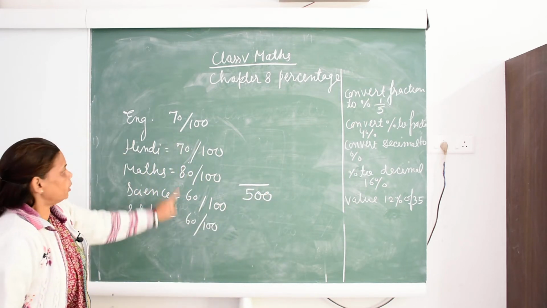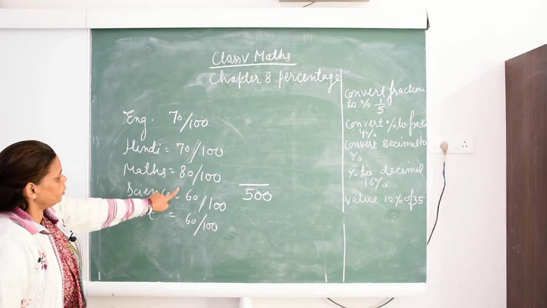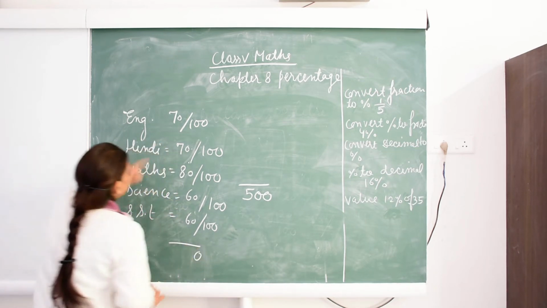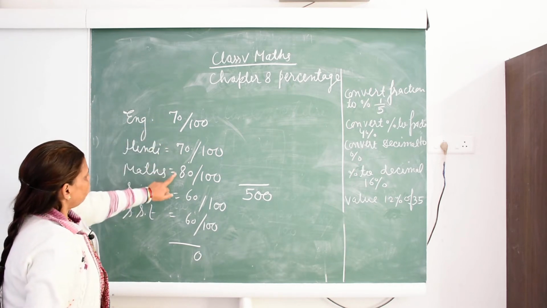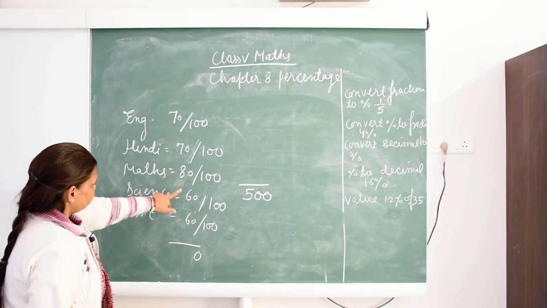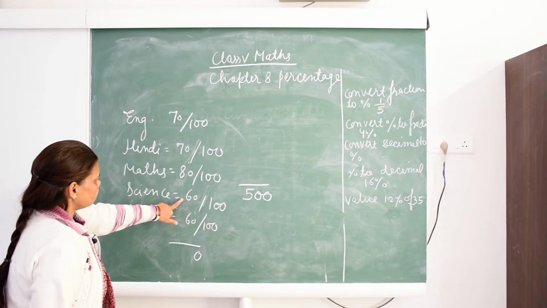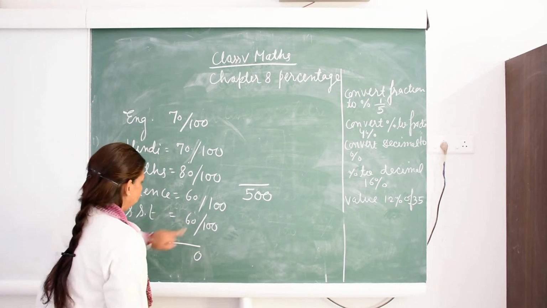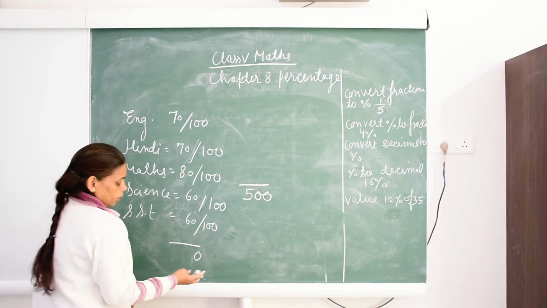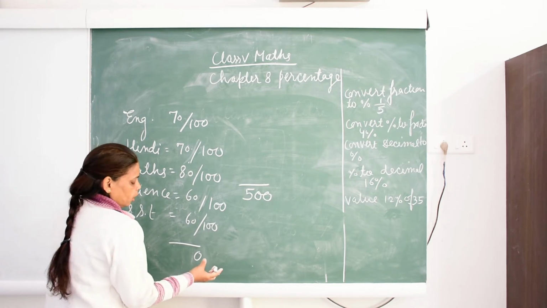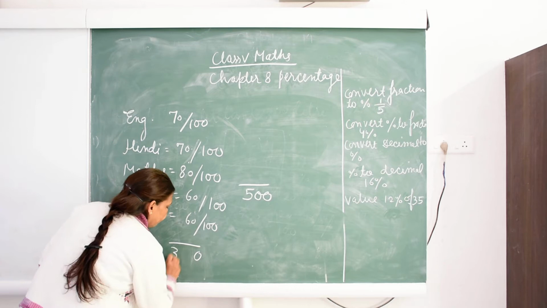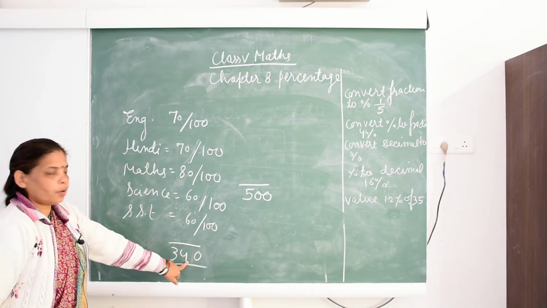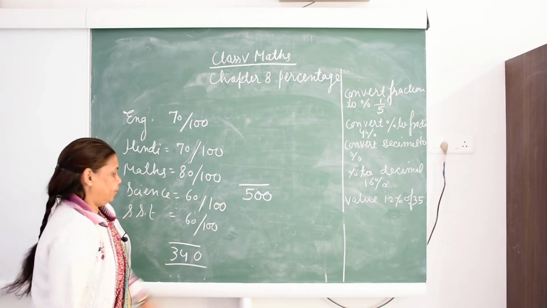First you add all these: 70, 70, 80, 60 and 60. So first you add: 7 plus 7 is 14, 14 plus 8 is 22, 22 plus 6 is 28, 28 plus 6 is 34. So you got 340 marks out of 500.